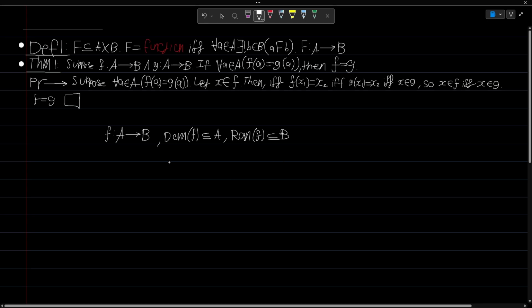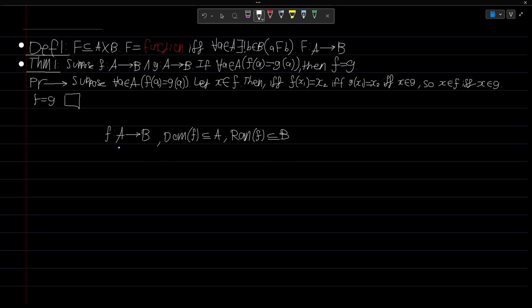From the definition of a function, every element of A must be the first coordinate of exactly one pair in F. So since the domain of F is just the set of all first coordinates in all of its pairs, it immediately follows that the domain of F is actually just equal to A.